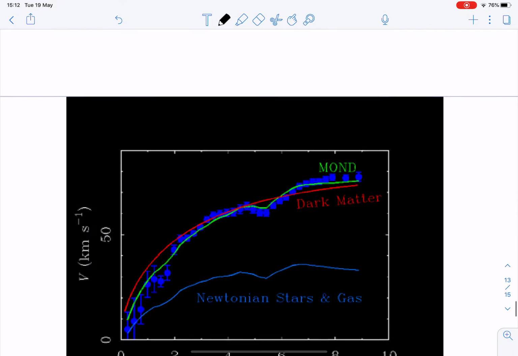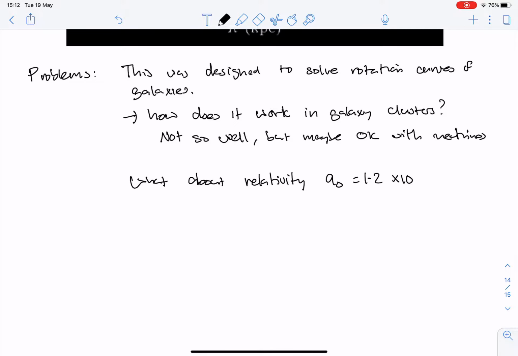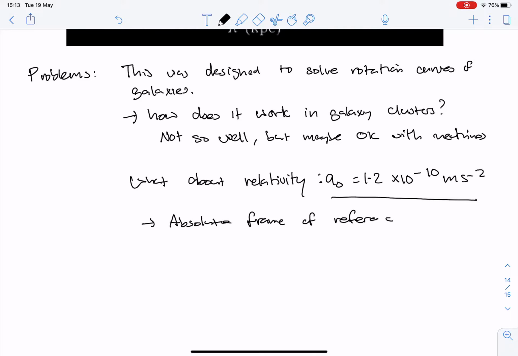Because a naught is a number. It's equal to 1.2 times 10 to the minus 10 meters per second squared. It's an acceleration. And you ask yourself, well, relative to what? Where do I measure that a0? What's my frame? And the answer is that you need to have an absolute frame of reference to do this. And that's why it's called modified Newtonian dynamics. And most people are very uncomfortable, therefore, given the spectacular success of relativity, to go back to some absolute frame.